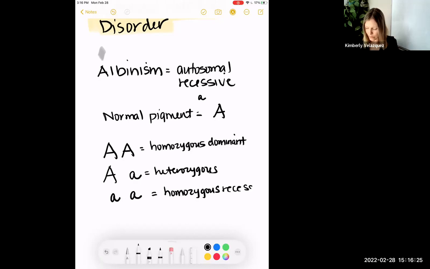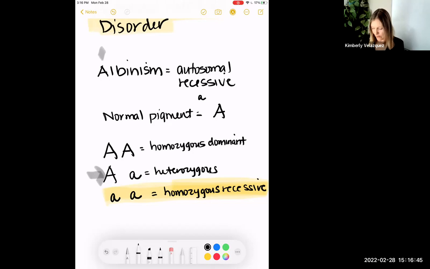The only way you can have an autosomal recessive disorder is if you're homozygous recessive. Because if you get even one good copy of that gene, you're going to make enough normal protein that you don't have the disorder.